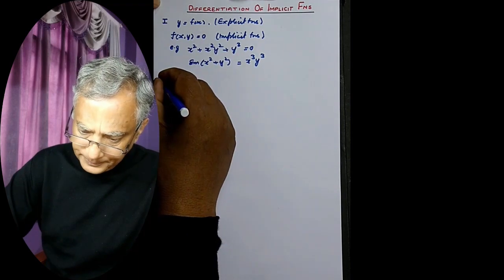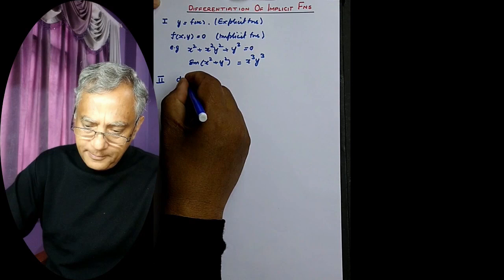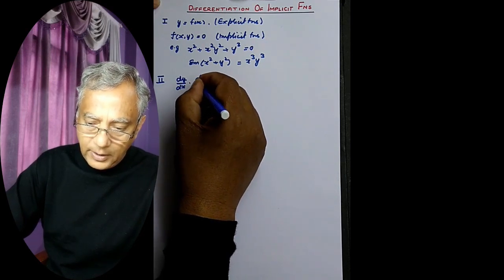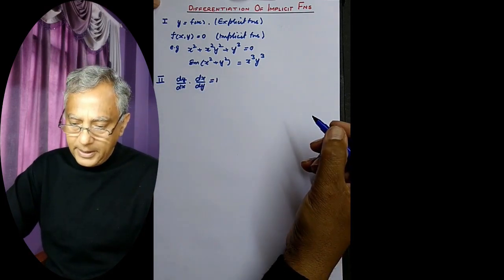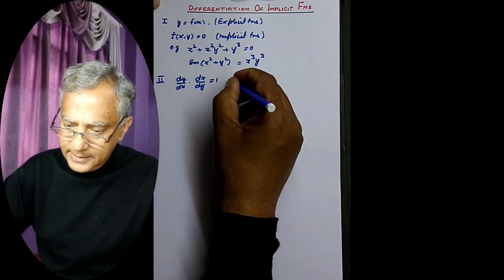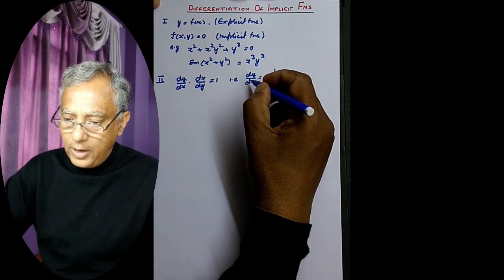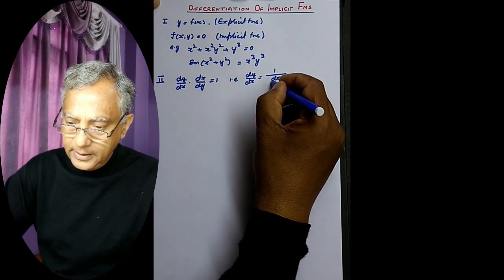Second point is dy by dx into dx by dy is equal to 1. That is, dy by dx is equal to 1 upon dx by dy.